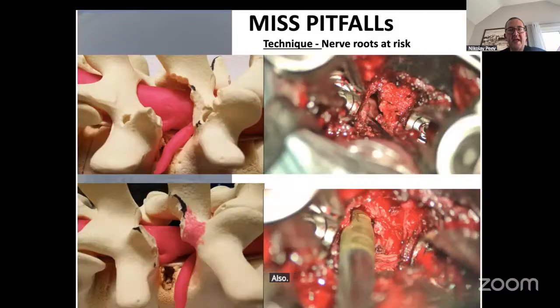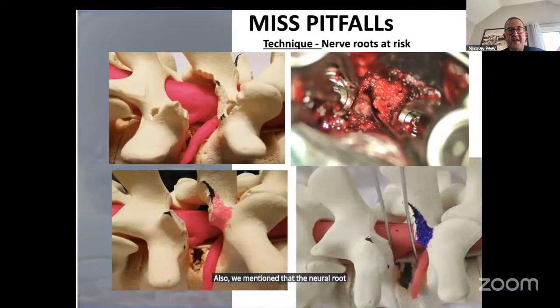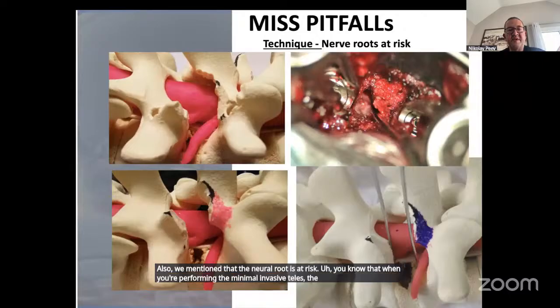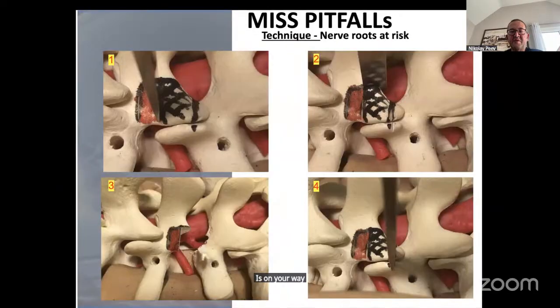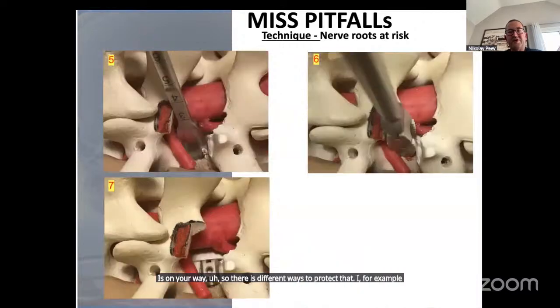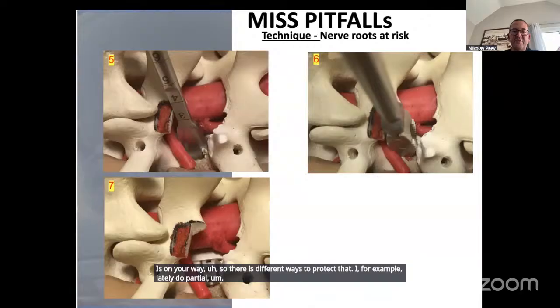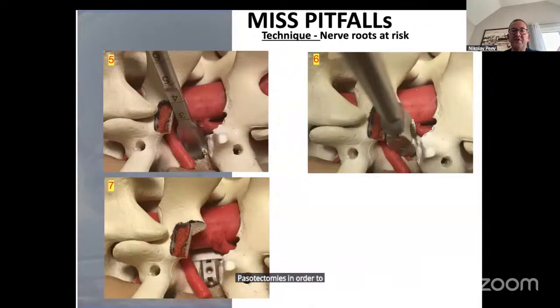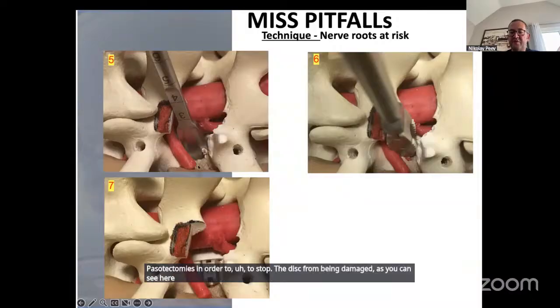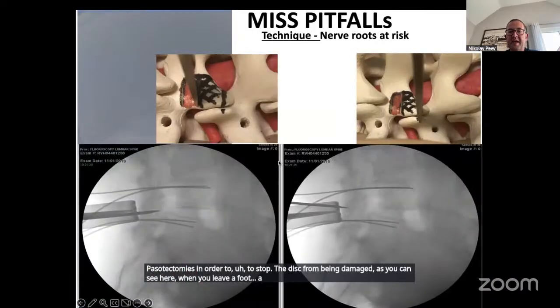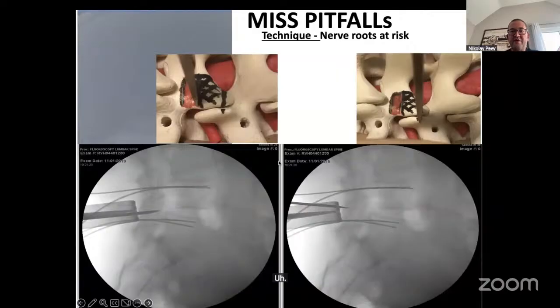Also, we mentioned that the nerve root is at risk. When you're performing minimal invasive TLIFs, the exiting nerve root, and sometimes even the traversing nerve root if you're too medial, can be in your way. So there are different ways to protect it. For example, lately I do partial facetectomies in order to stop the nerve from being damaged. As you can see here, when you leave a partial overhang, this protects your nerve from being damaged.